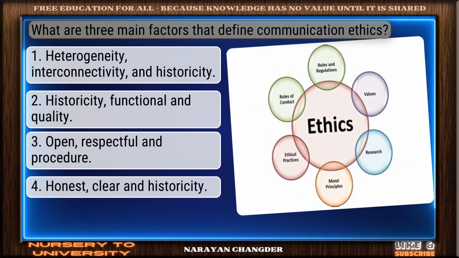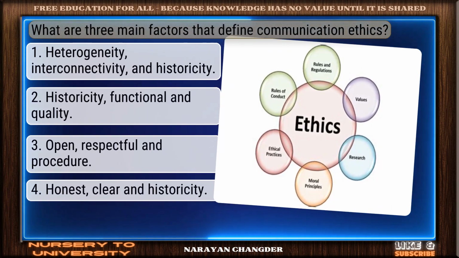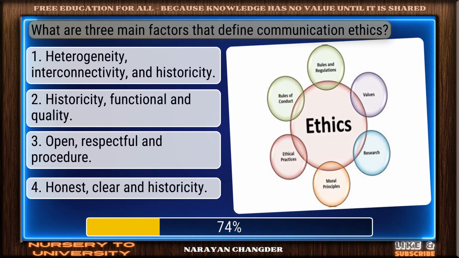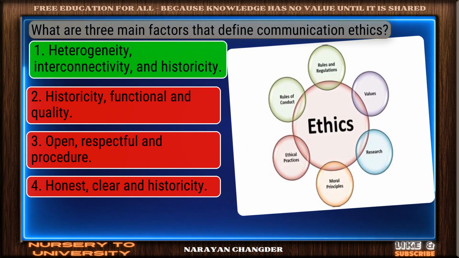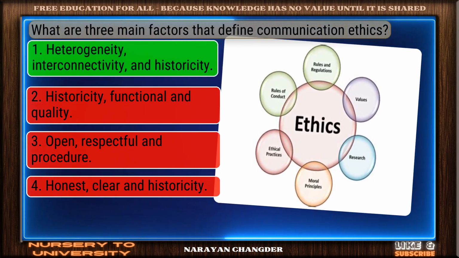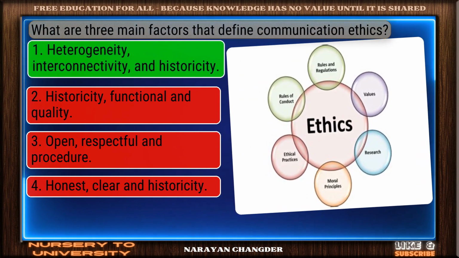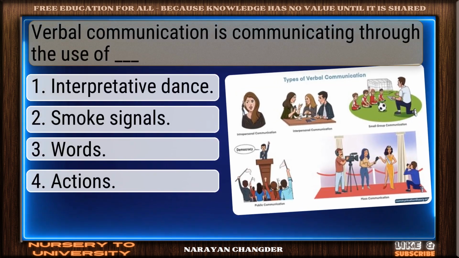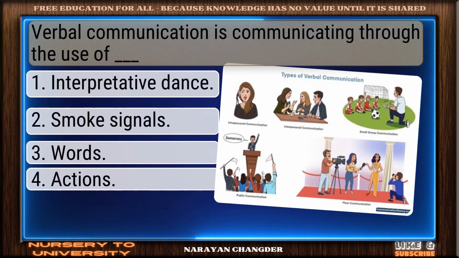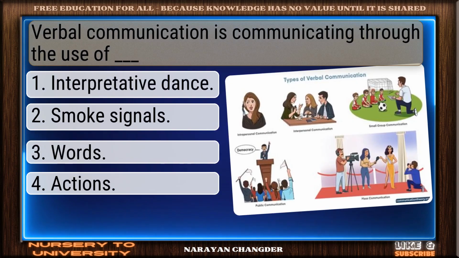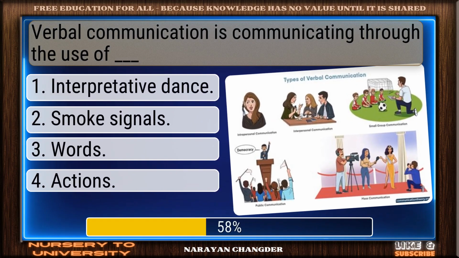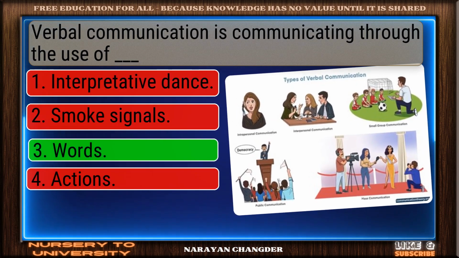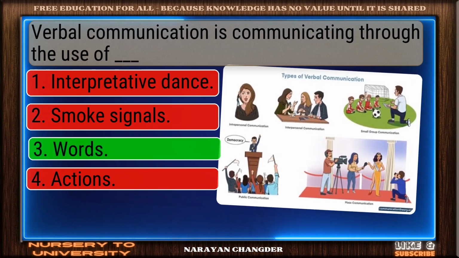Question number 15. What are 3 main factors that define communication ethics? Great thinking, heterogeneity, interconnectivity, and historicity is the right choice. Question number 16. Verbal communication is communicating through the use of dash. Sharp thinking. Words is the right choice.